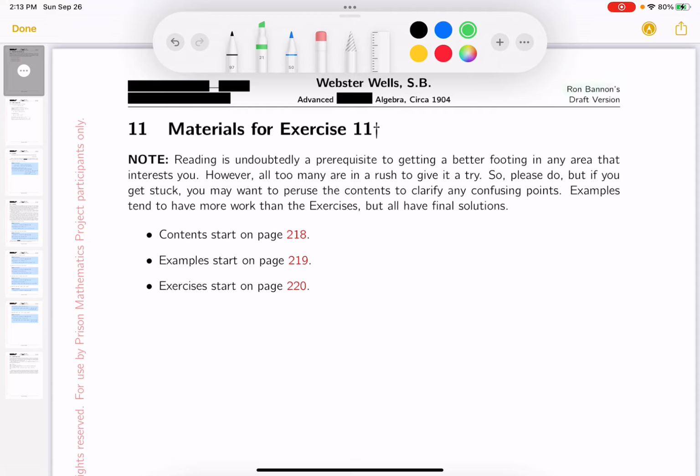All right, so let me just do a few reminders here. My name is Ron Bannon. This is a draft version of a course designed by Webster Wells back in 1904, and it was an advanced algebra course. Each section pretty much looks the same. There'll be contents, there'll be examples, there'll be exercises. These short videos that I present to you are basically just giving you some talk through on the examples that Wells presents. They may look different in the way Wells does it, but it can't hurt to see someone do things.